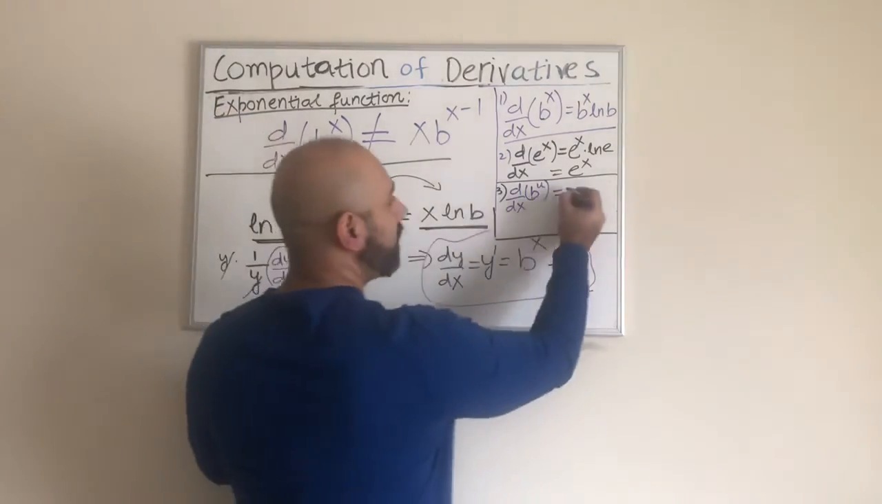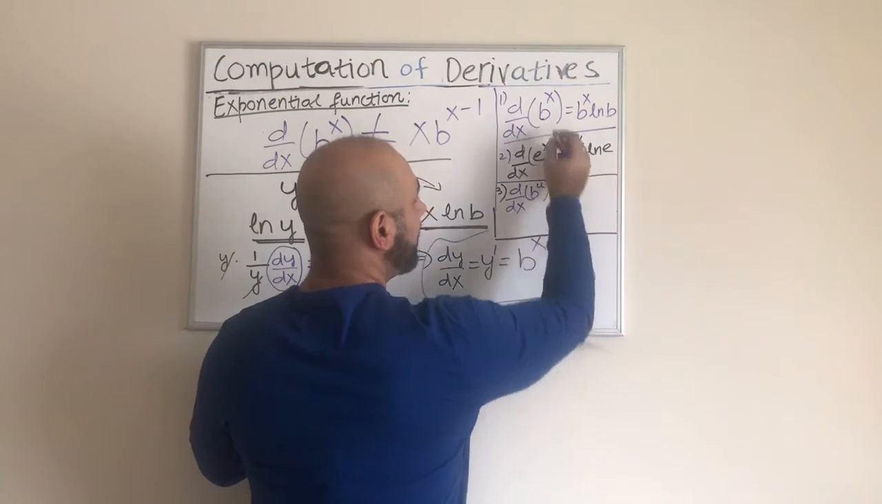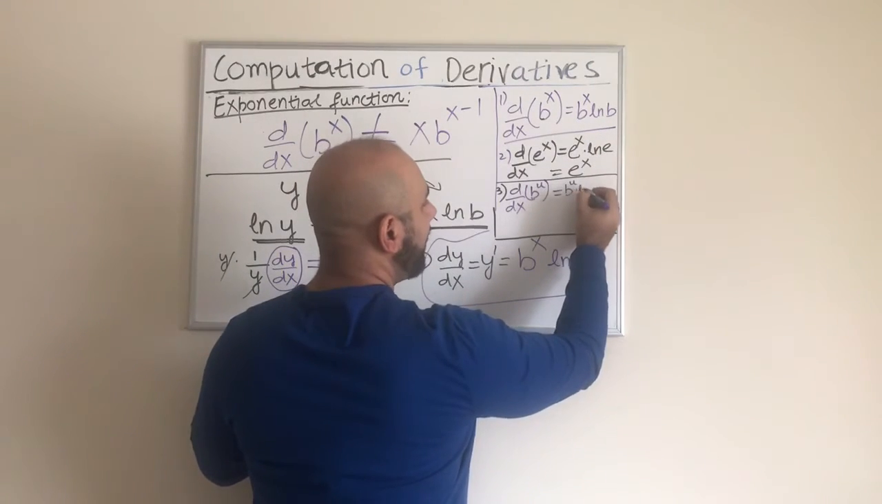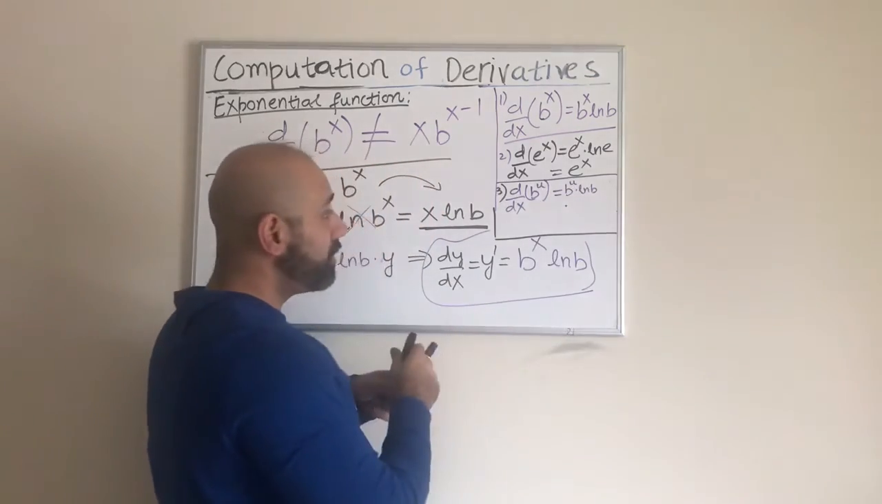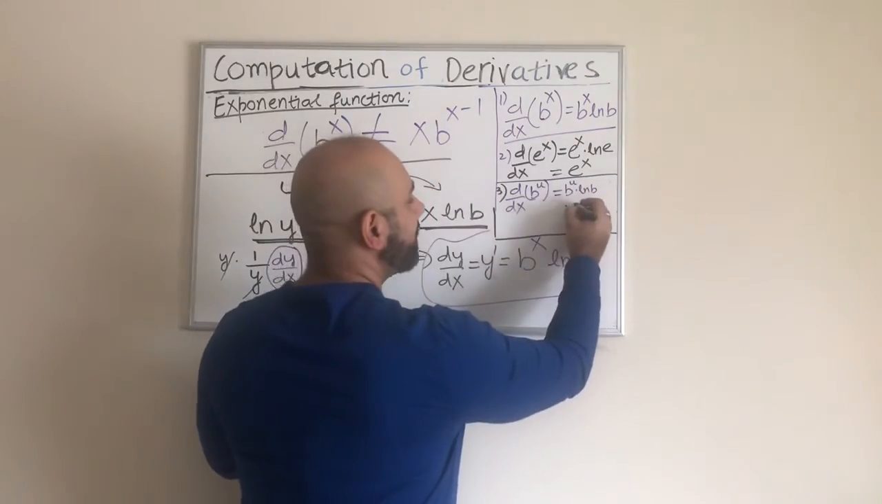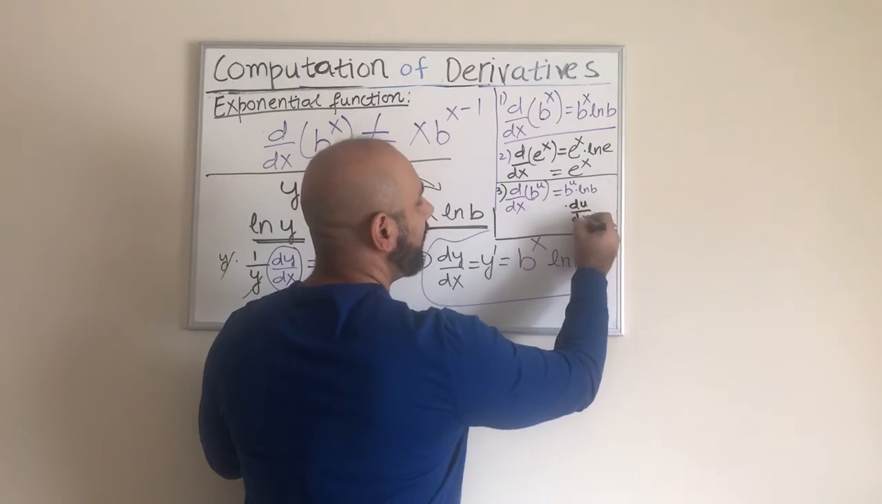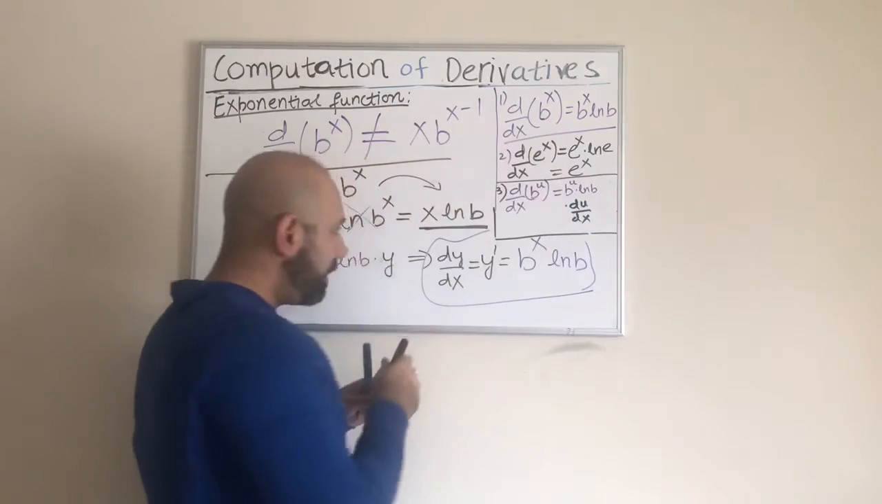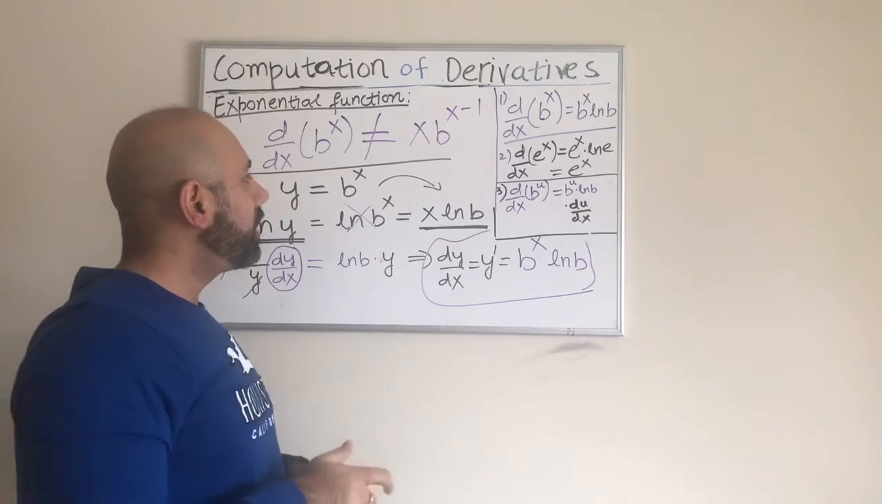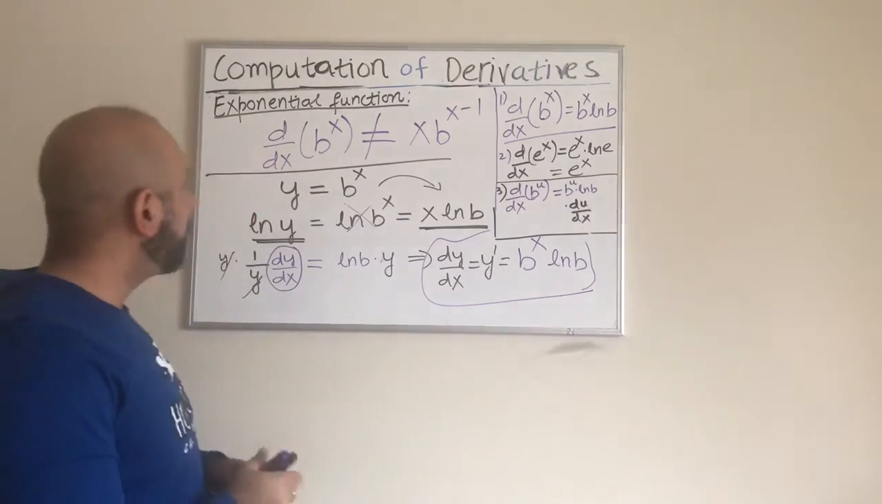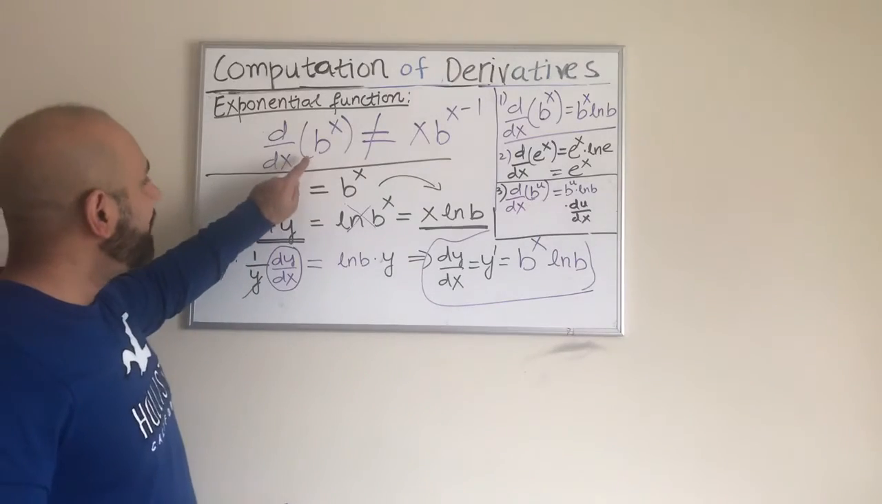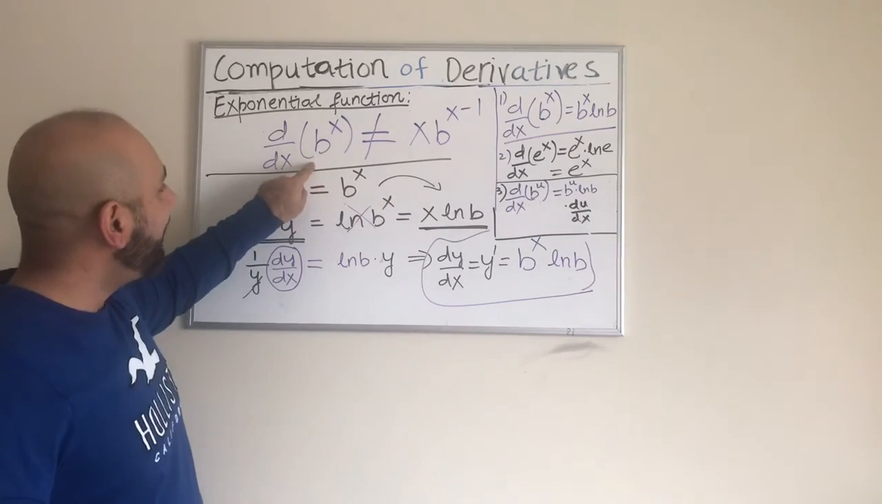So the first thing we're going to get is b to the power u. That's always going to be true, then times ln of b. But we cannot stop here. We still have to multiply by the derivative of the inner function, and in this case, it's going to be the derivative of u with respect to x. So guys, these are the three rules that one needs to know in order to evaluate the derivative of the exponential function.